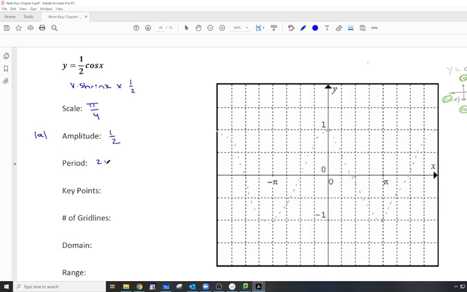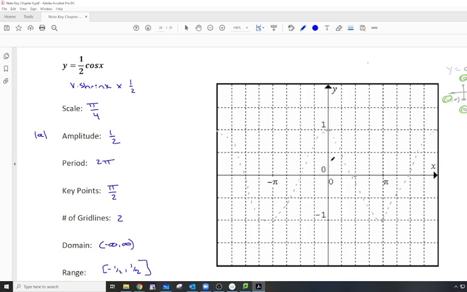The period is not affected, 2 pi, which means my key points are still going to happen every pi/2, which is still 2 grid lines on this graph. The domain is still negative infinity to infinity. And my range is going to go from -1/2 up to +1/2. Okay, so now can you sketch the y equals 1/2 cos x graph?